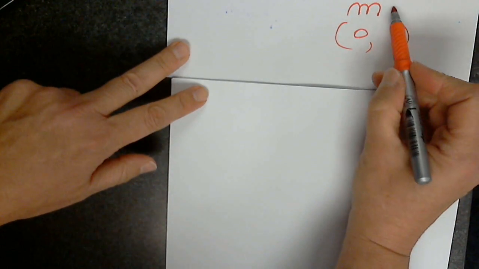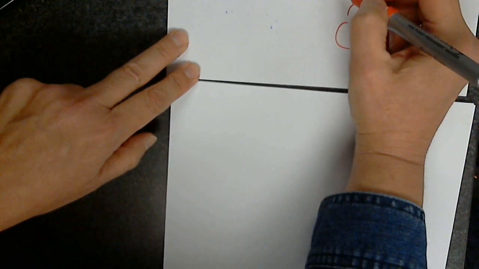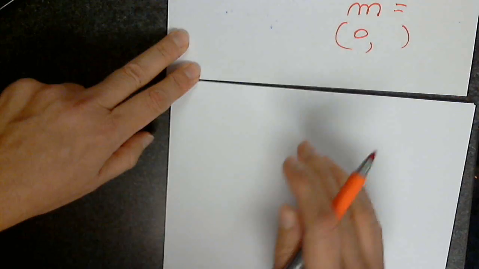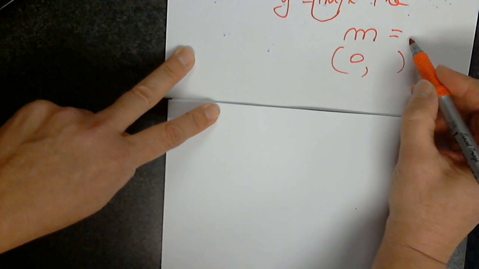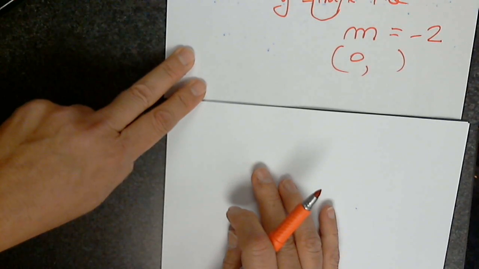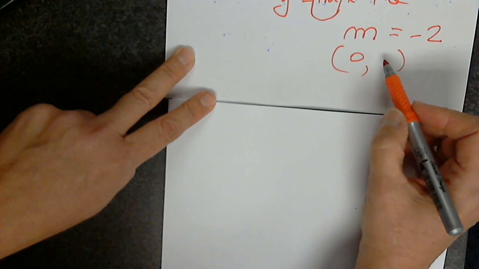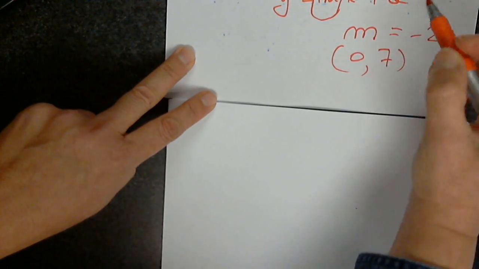So the slope is, so this is how you compare. So the slope is -2, and then the y-intercept will be (0, 7).